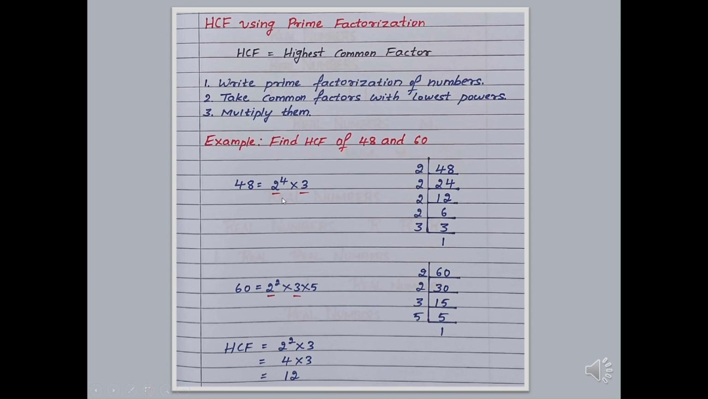The prime factorization of 48 is 2 to the power of 4 into 3. And the prime factorization of 60 is 2 to the power of 2 into 3 into 5. Now to find the HCF, we take the common factors with the lowest powers. Here the common factors are 2 and 3. The lowest power of 2 is 2 to the power of 2 and 3 appears as 3 to the power of 1 in both. Multiplying them we get HCF is equal to 2 to the power of 2 into 3, which is equal to 4 into 3, which is equal to 12. So the HCF of 48 and 60 is 12.